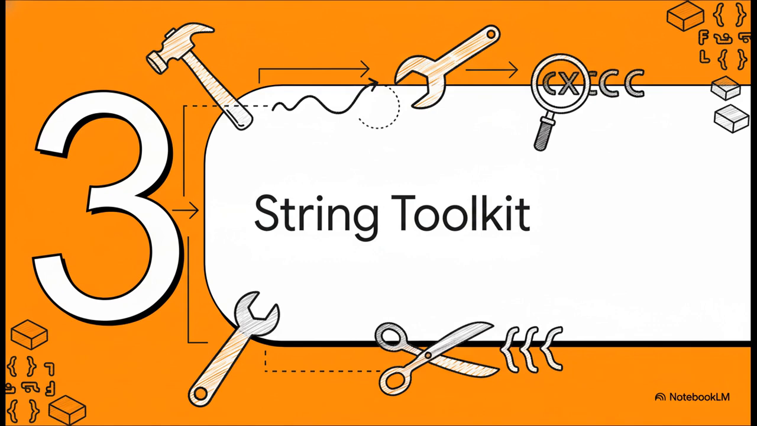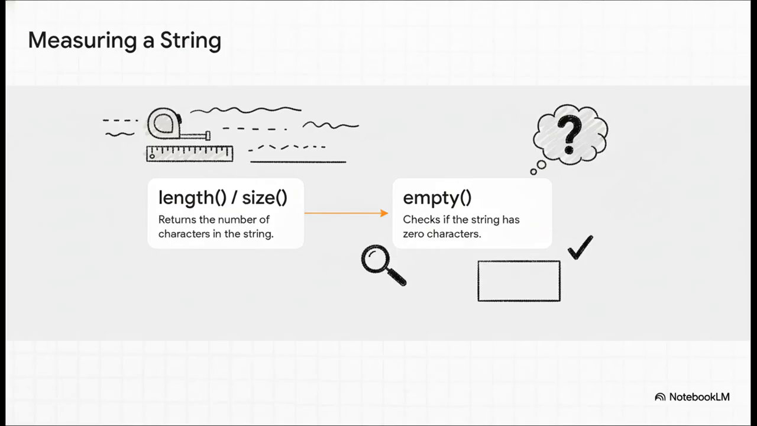See, a C++ string isn't just a boring old box for text. No way. It's a complete toolkit for twisting, turning, and transforming text. So let's open that toolkit up and see what we've got. First up, the basics. You gotta know what you're working with, right? How big is this string? For that, you've got two tools that do the exact same thing, .length and .size. They both just tell you the number of characters. And if you just need a quick yes or no answer, .empty gives you a simple true or false. Is there anything in here?